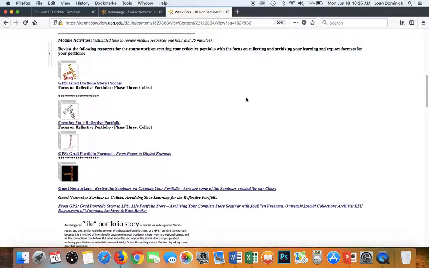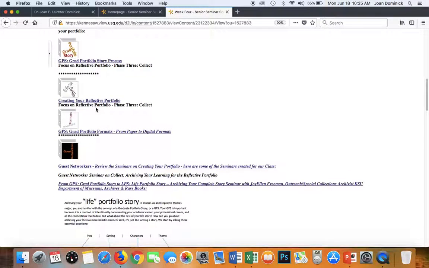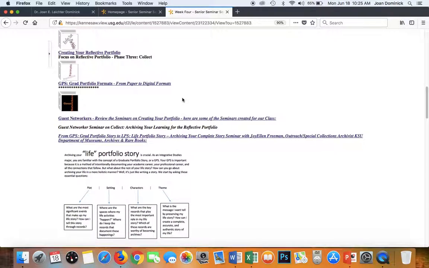For the module's activities, which should take you about an hour and 25 minutes, I'd like you to review the following ebook resources that focus on the GPS grad portfolio story with the emphasis on the reflective portfolio collect. Creating your reflective portfolio, please focus on the collect phase, phase 3, and the GPS grad portfolio formats, looking at the samples. You have been introduced to some of these things in the previous discussions, but we're going to take a look at them again.